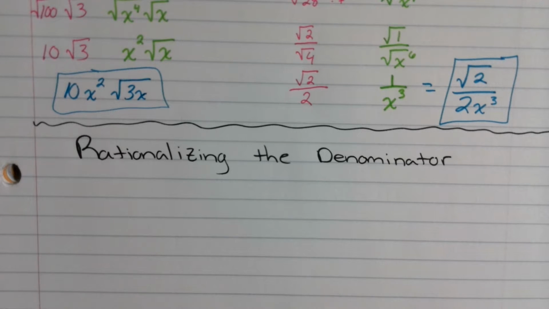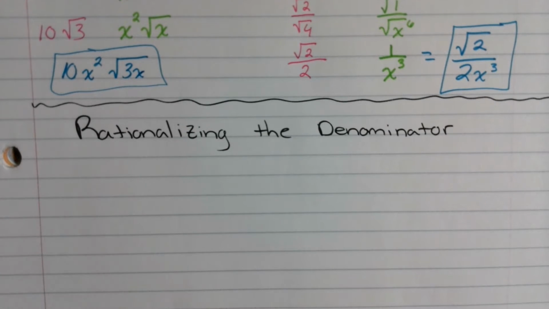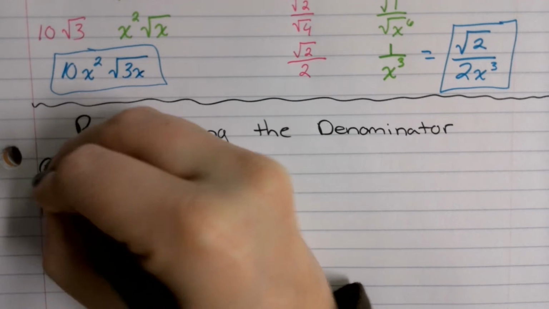Rationalizing the denominator. Like I said before, when you are working with radicals, you cannot have a square root on the bottom for your denominator. If you finalize your answer and you're still stuck with a square root in the denominator, then you've done something wrong. Or you've got a problem in which you have to rationalize, meaning that you have to get rid of that radical in the denominator.